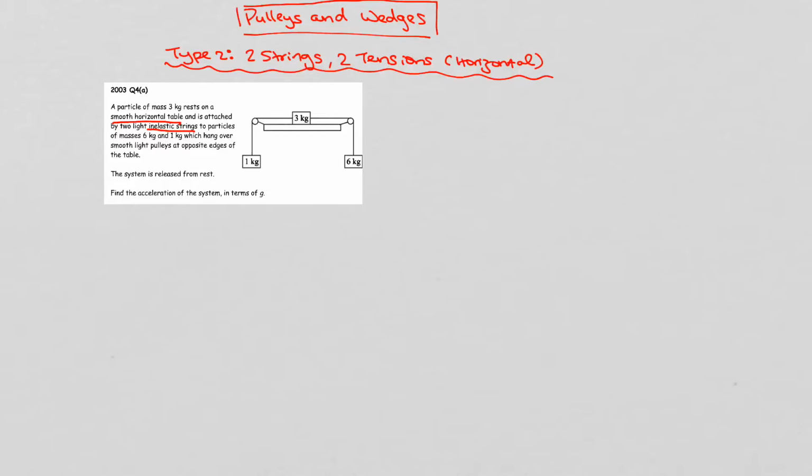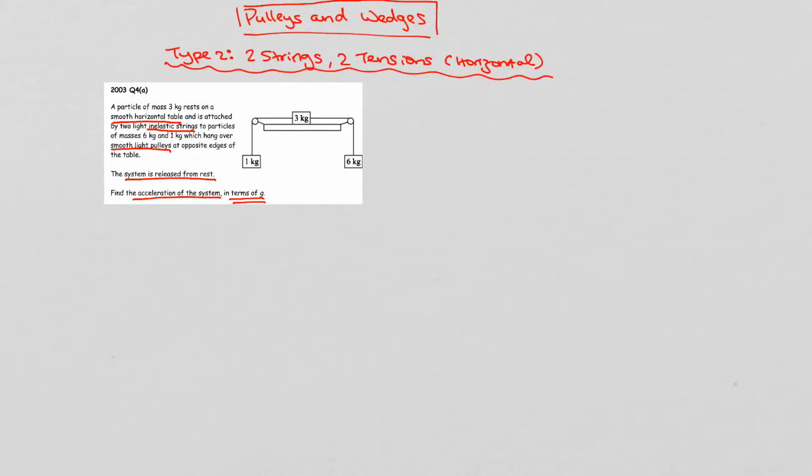So again, inelastic, so therefore we've no bouncing with the 1 kg and the 6 kg, so no simple harmonic motion. And it's hanging over smooth pulleys, so again, no friction between the pulleys. So again, we're told the system is released from rest, and we have to find the acceleration of the system. And it's really important here, we can't put our answer in decimal, it must be in terms of g. So they're clearly specifying how they want their answer in this question.